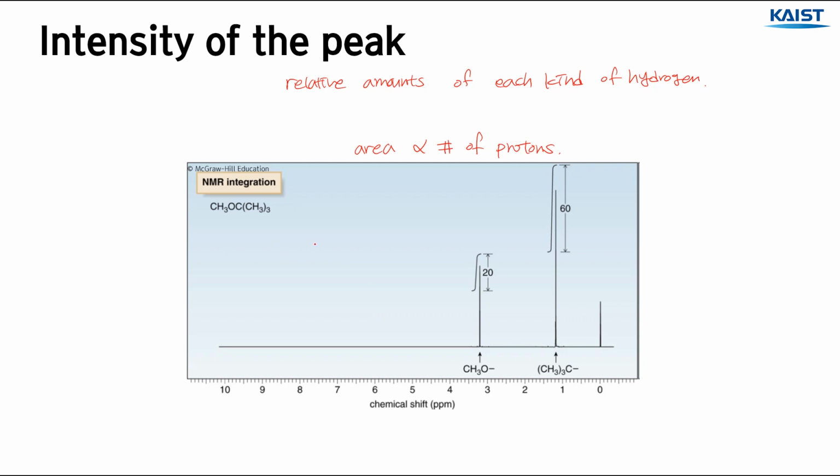You can see the MTBE spectrum here. There are 12 hydrogens in MTBE, but the numbers given are 20 and 60. It only shows that this peak has 3 times the number of protons of this peak. So we have to calculate to find the actual number of protons in each peak. Because MTBE has 12 hydrogens, this peak is the absorption of 3 hydrogens, and this peak is the absorption of 9 hydrogens.